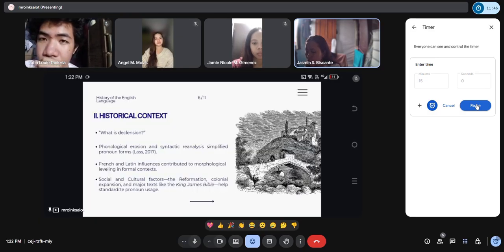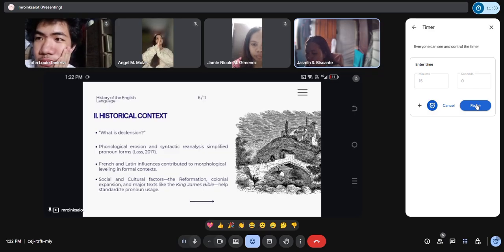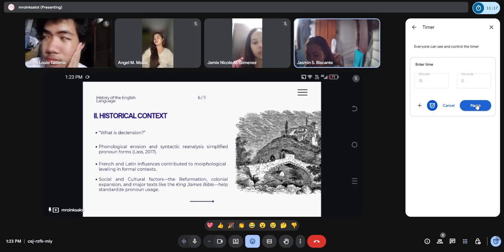So first, what is declension? To simply put, declension is the way a word, especially a noun or pronoun, changes its form to show its role in a sentence. This includes changes to indicate things like case, whether the word is a subject, object, or shows possession, number, singular or plural, and sometimes gender, whether it is a feminine, masculine, or neuter gender word. For example, in early modern English, pronouns changed form depending on whether they were the subject, I, the object, me, or possessive, my. These are different cases in declension.